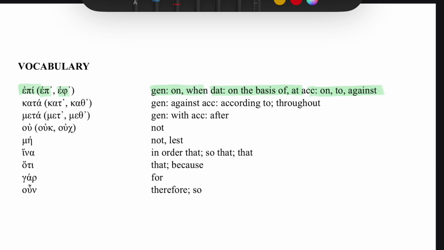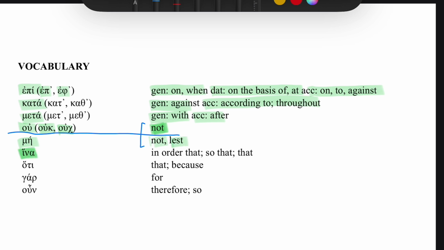Kata, or kat or kath, is going to, in the genitive, mean against. In the accusative, according to or throughout. Meta, met or meth, is going to mean in the genitive with and in the accusative after. And then a few words here that are easier to combine, but it's important to keep them separate. You have ou or ouk or ouch. That all means not. And then me is going to mean not or lest.